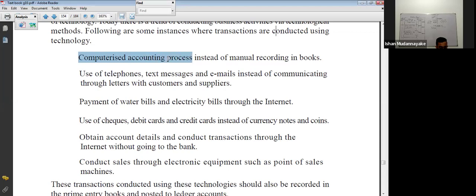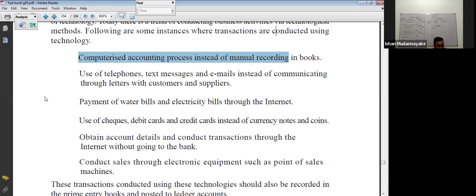Computerizing accounting process instead of manual recording in books. In grade 10 and grade 11, as well as in A level, we study manual methods of recording and manual methods of preparing financial statements in the business organization. But in a business, we can learn the computerized accounting process. Most of the businesses in Sri Lanka use computerized accounting processes, without using books to maintain ledger accounts.